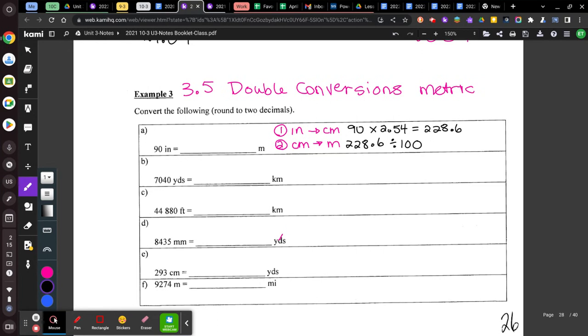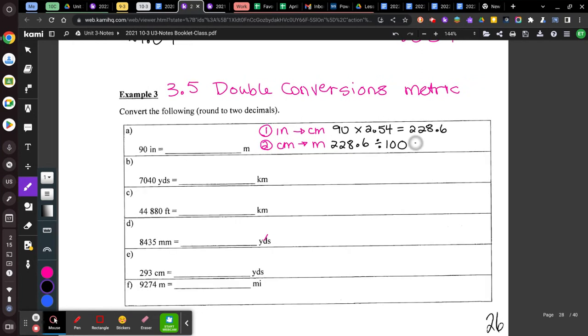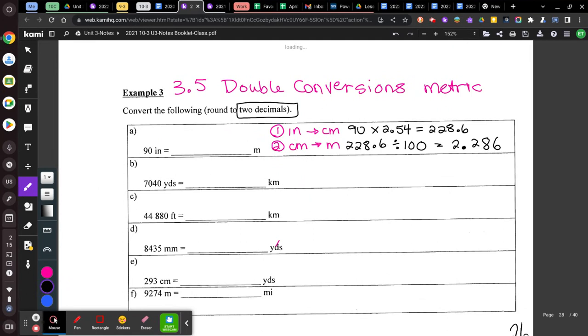And that's going to give me 2.286, and it says round to 2 decimals. That means this 6 is going to make the 8 become a 9 for rounding. So we're going to say 2.29 meters.